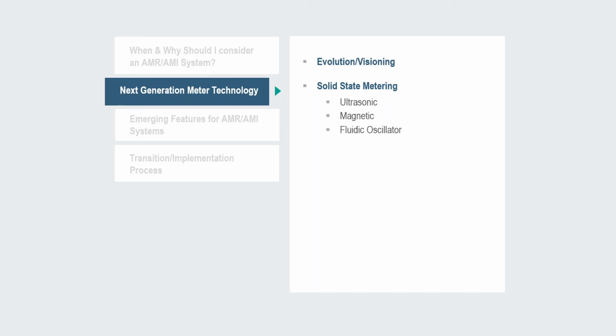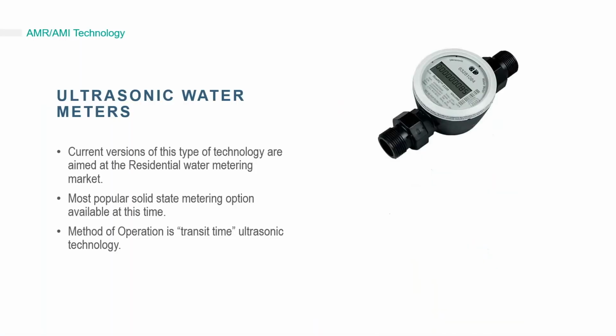As Jeremy mentioned, several of the systems that are available today are migratable. So what makes sense today to be a drive-by AMR type system may, in a couple of years, make sense to reinvest capital into making it an AMI system. But some of the other things, down to the most basic component of the meter itself, are evolving. Three of the meters that are coming up in the industry are ultrasonic type meters, magnetic flow meters, and then fluidic oscillators. So I just want to touch base on these.